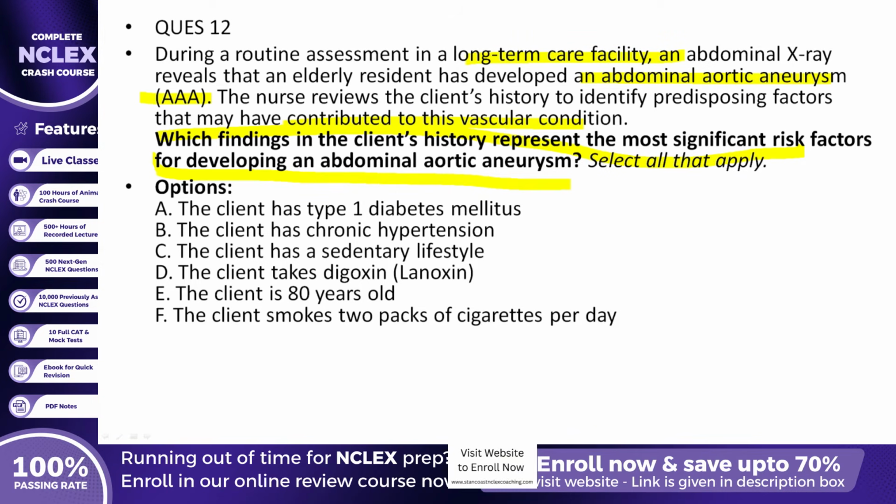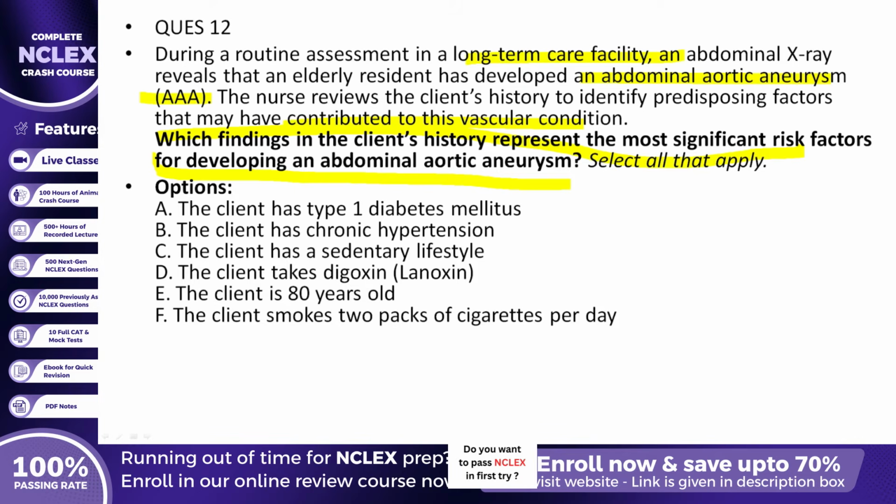Option A states that the client has type 1 diabetes mellitus. Option B indicates the client has chronic hypertension. Option C mentions a sedentary lifestyle. Option D notes that the client takes digoxin, also known by its brand name Lanoxin. Option E highlights that the client is 80 years old, and Option F reveals that the client smokes 2 packs of cigarettes per day.